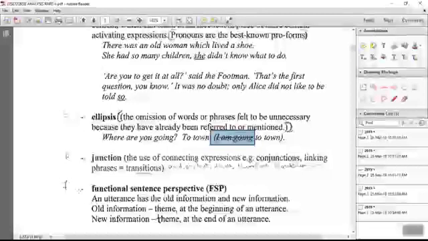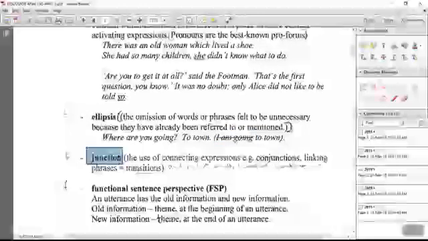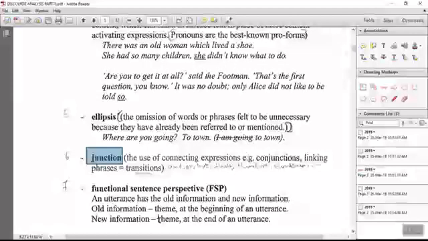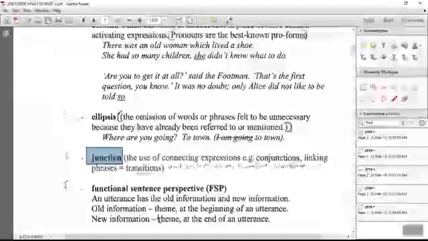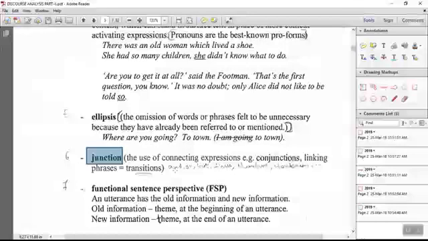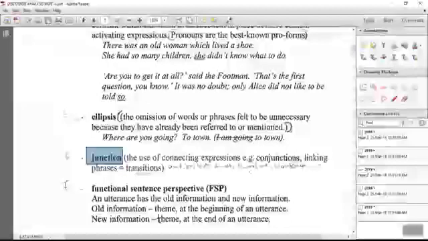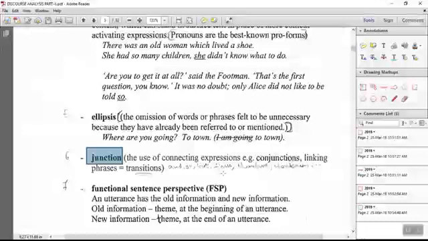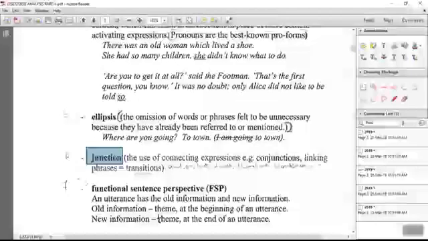And number six device, that is junction, which means the use of connecting expressions such as conjunctions or linking phrases or transitions. We use here conjunctions such as and, or, but, thus, or connecting phrases or expressions: therefore, however, moreover, furthermore. All of these are junctions, not conjunctions.